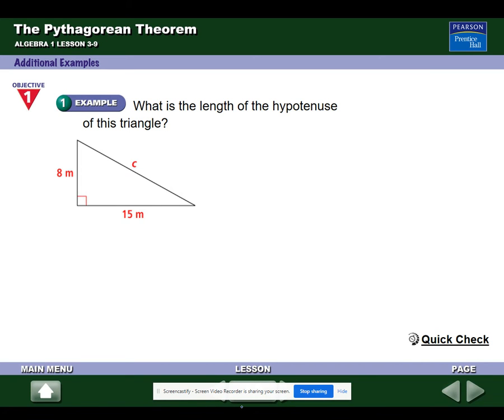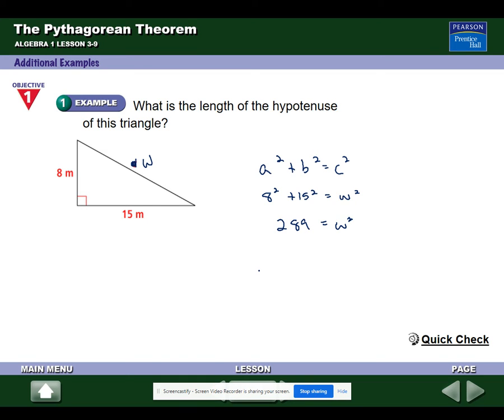Looking at an example. Again, the hypotenuse gets its own side of the equation, no matter what you call it. Let's pretend they didn't call this c, let's pretend it's w. It still gets its own side of a squared plus b squared equals c squared. This is the hypotenuse. So 8 squared plus 15 squared equals w squared. Now, 8 squared plus 15 squared is 289.